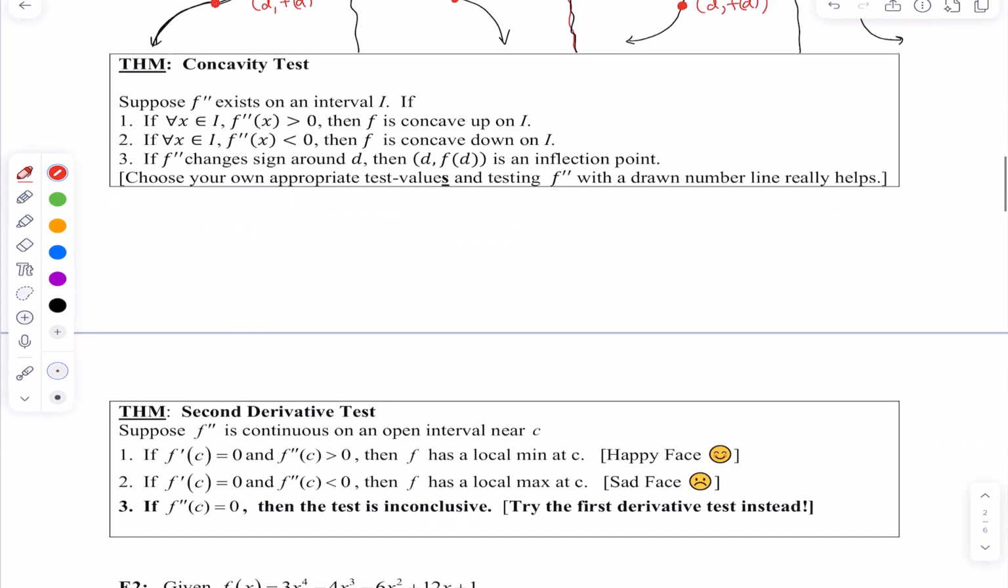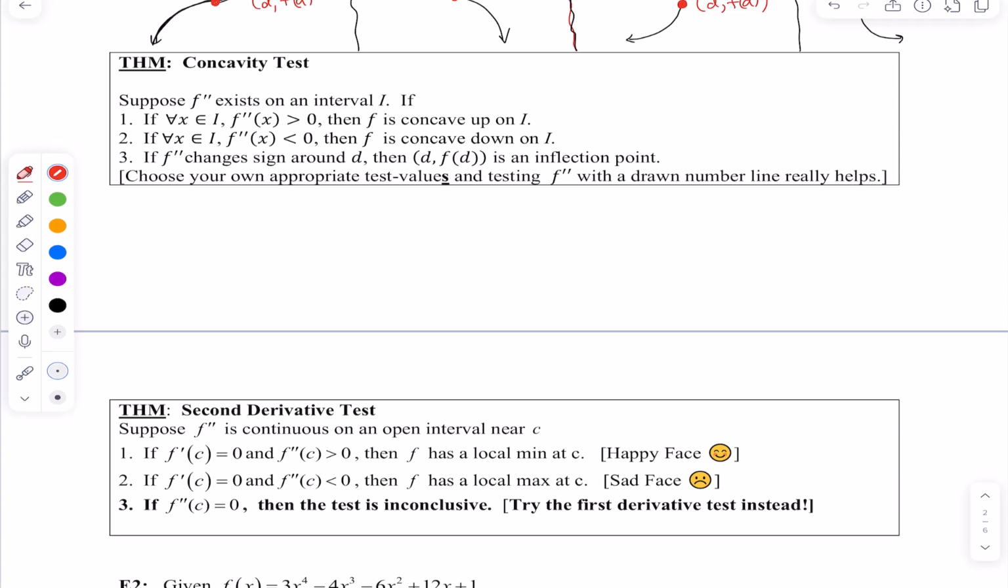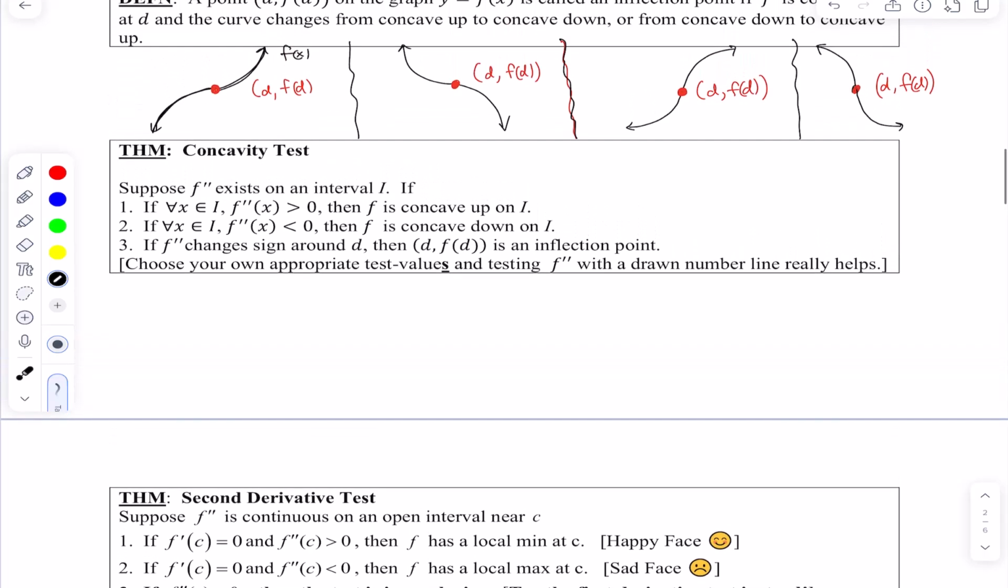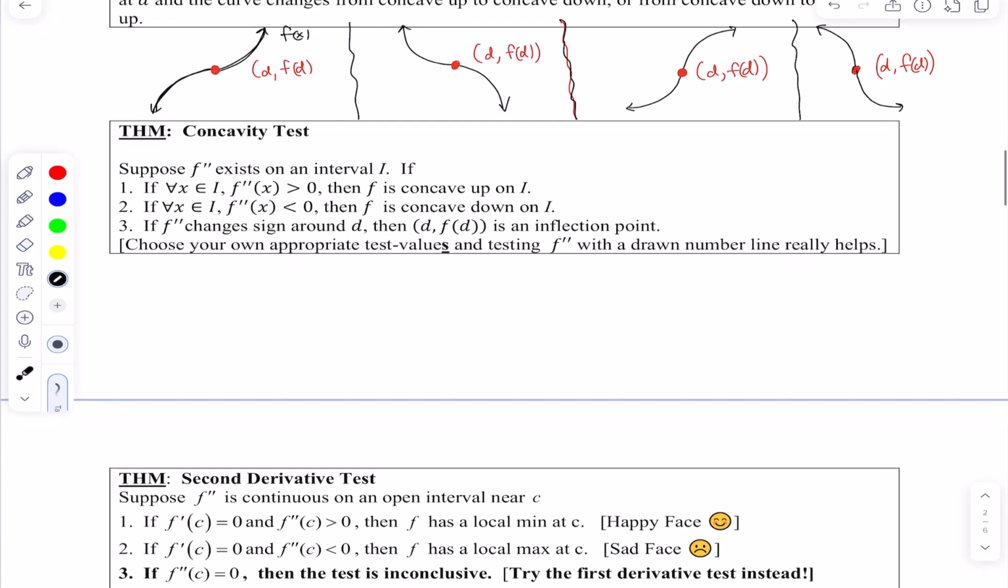Concavity test. This is what's good about the second derivative. It basically tells you the shape. Okay, it's going to tell you the shape. All right. Once again, we'll talk about intervals I here. Primarily, these are usually open intervals. If for all x in that interval, the second derivative is greater than 0, then the function is concave up on I.